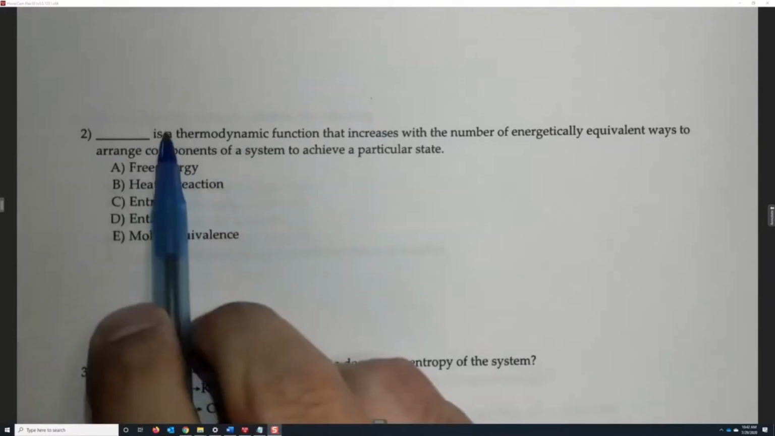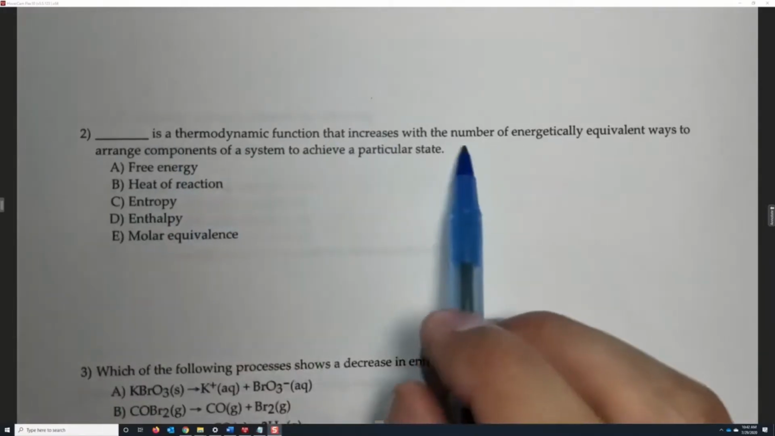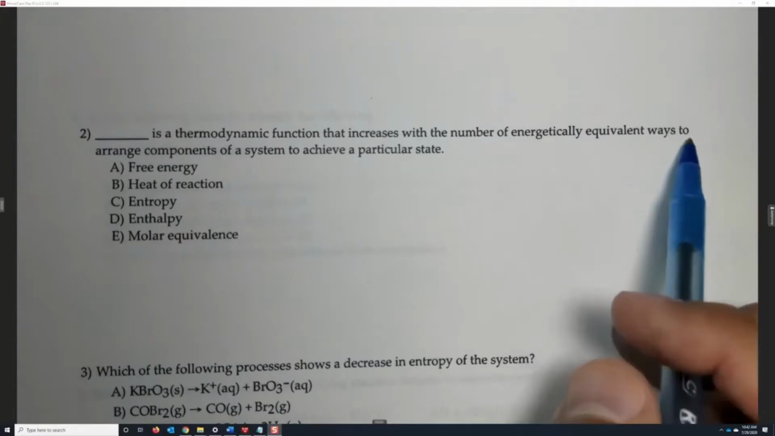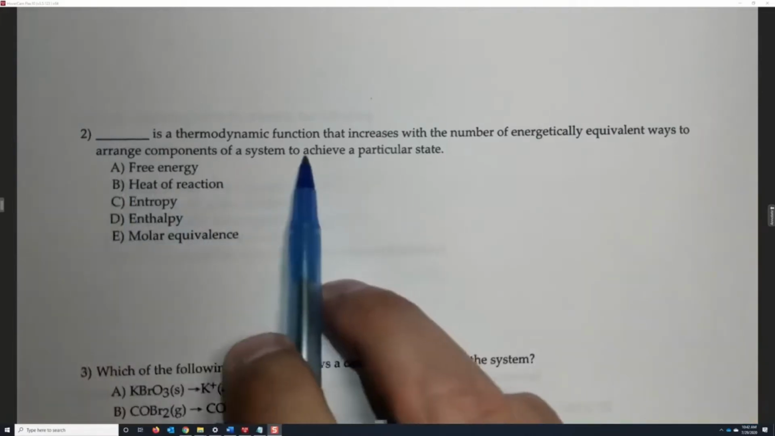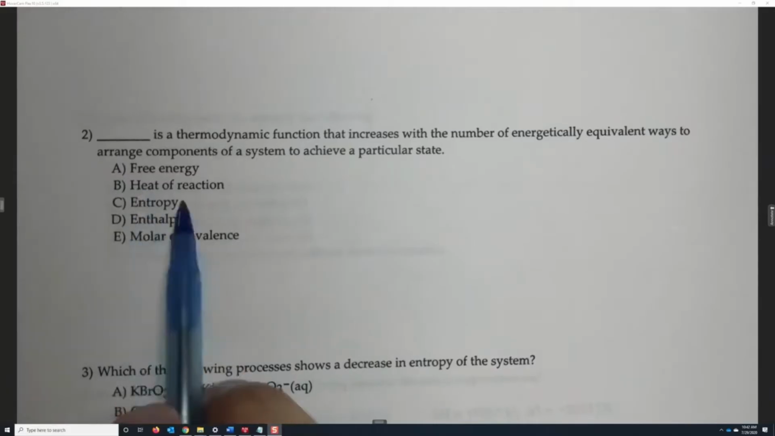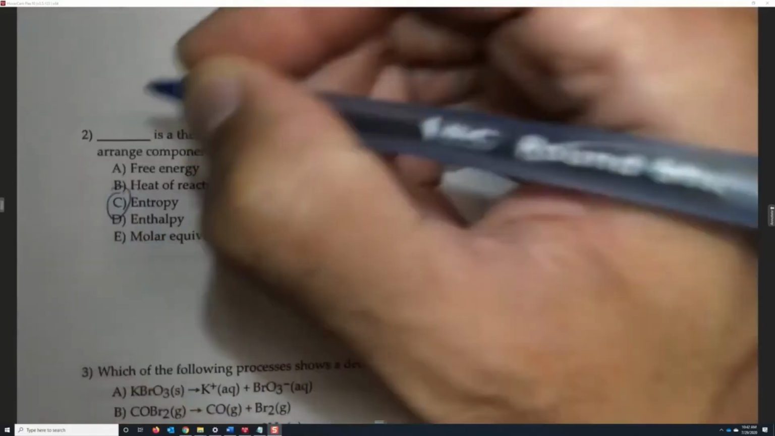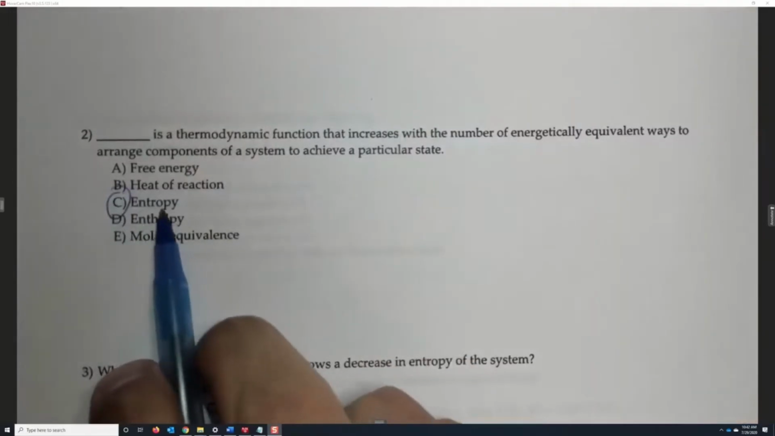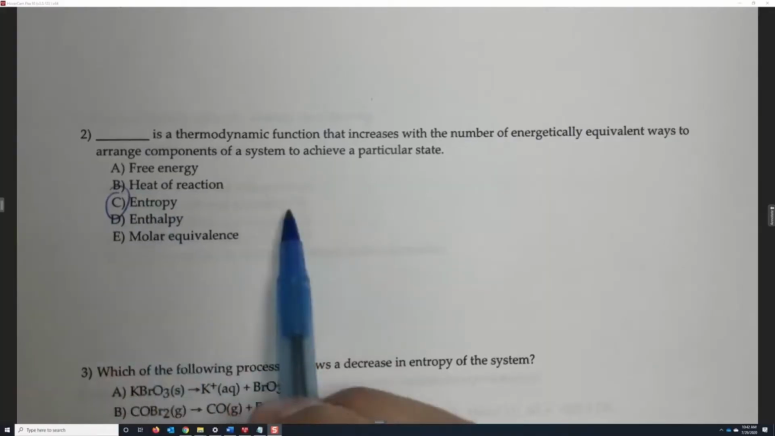Number 2 says, blank is the thermodynamic function that increases the number of energetically equivalent ways to arrange components of a system to achieve a particular state. All right, this is the definition of entropy. So we kind of think of entropy practically as disorder.